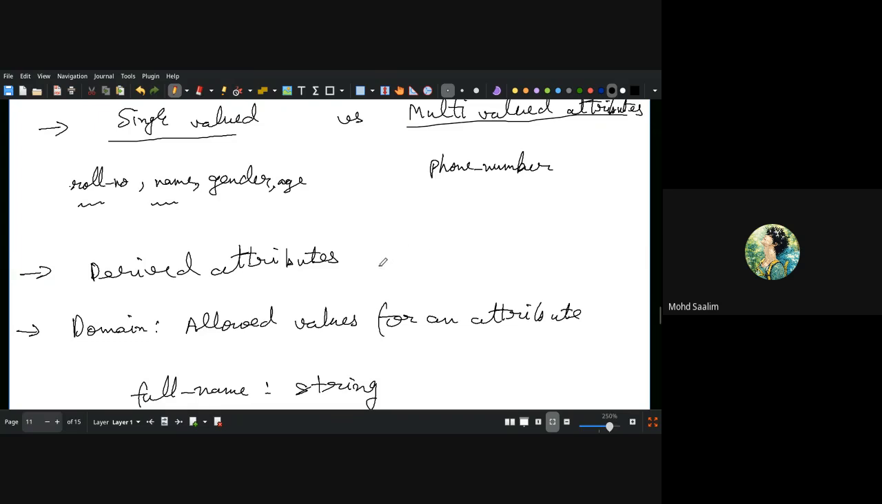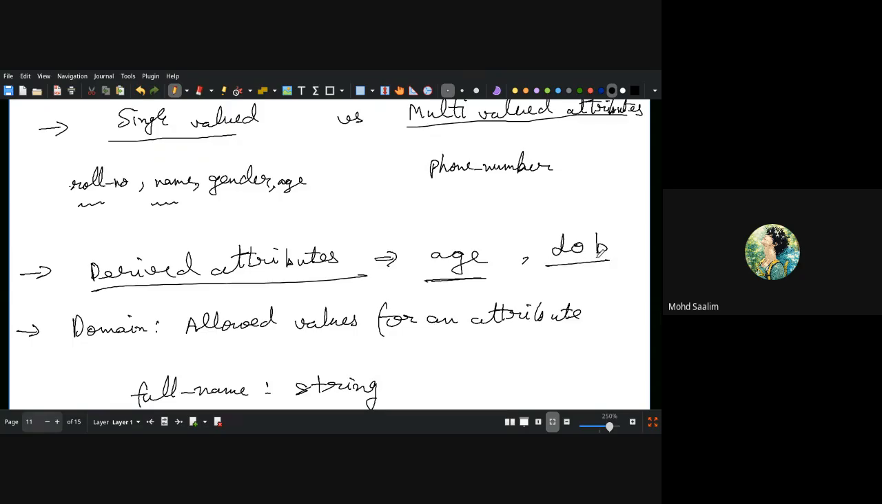For example, a very classic example is age. Now, I am creating a student data set, a student table or a student entity set. Will it be a wise decision to store the age of the student? No, sir, because it's dynamic. Age is dynamic. Every single second, the age is changing. So the reasonable approach is to store date of birth.